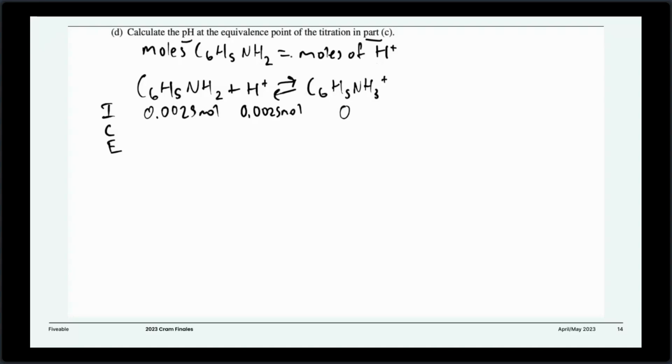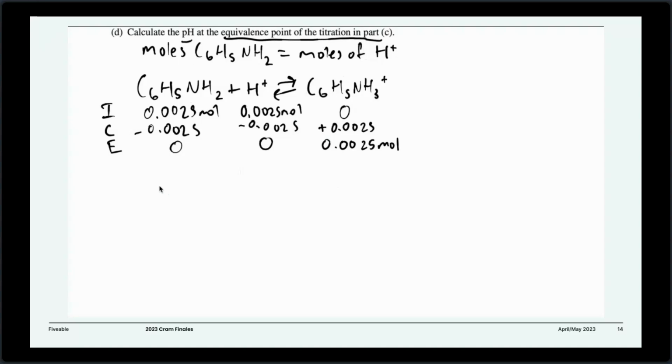So since we're trying to find the equivalence point, we subtract 0.0025, and we subtract 0.0025 over here. So our equilibrium is going to be 0 for our aniline, 0 for our hydrogen ions, and over here we're going to be adding 0.0025. So the conjugate acid, the moles will be 0.0025 moles. Now, if we refer back to part C and the question, it literally asks us to calculate pH at the equivalence point of the titration.